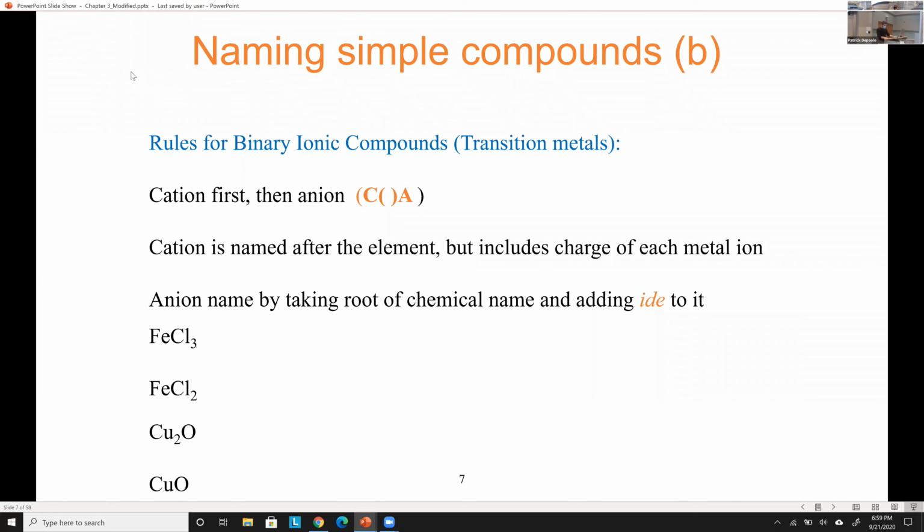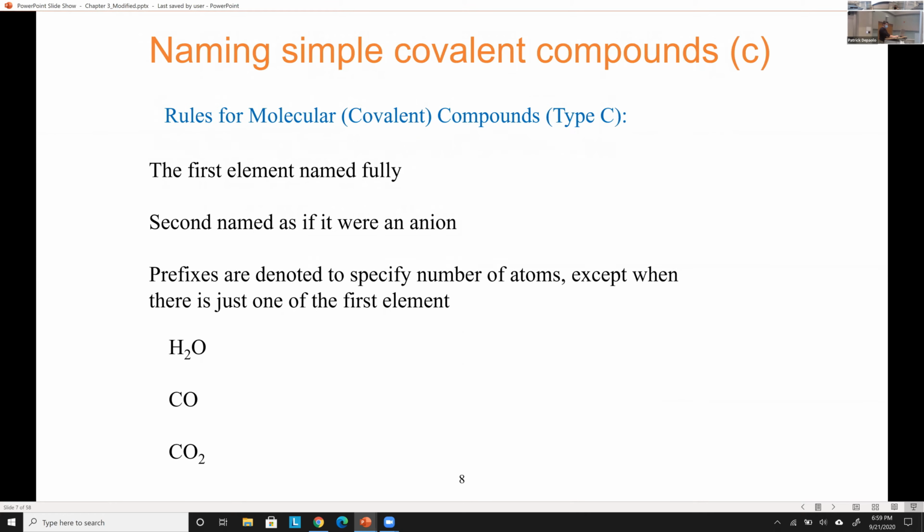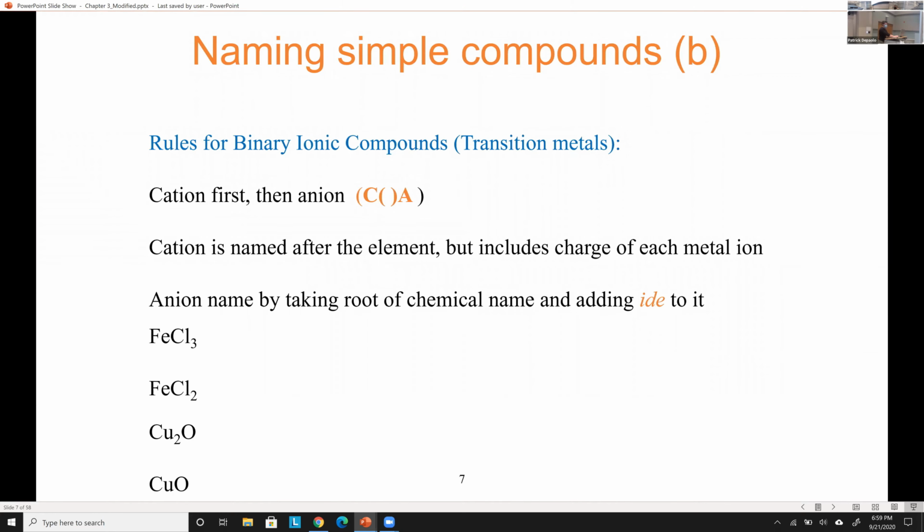Okay. So moving on. What time is it? 7. We'll take a break after covalent. We'll take a break, or after, I think acid comes next, right? Oh, yeah. We'll take a break after acid.